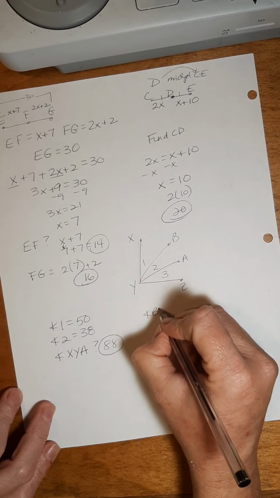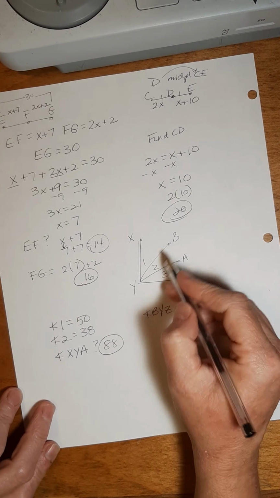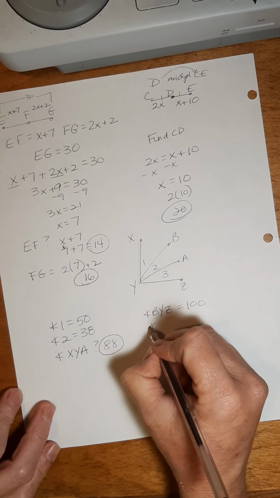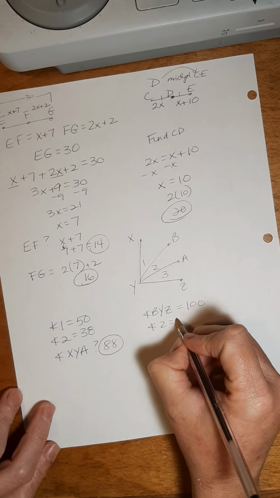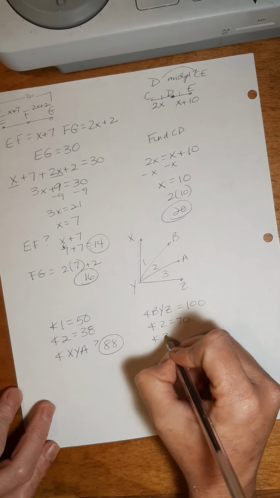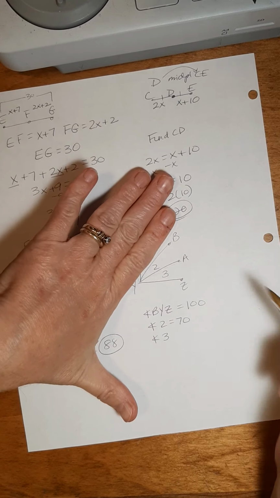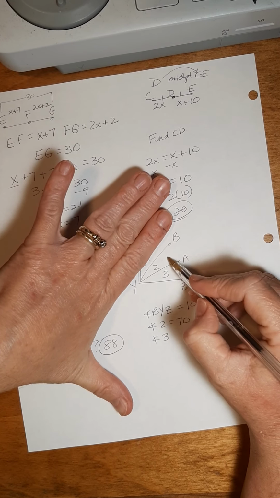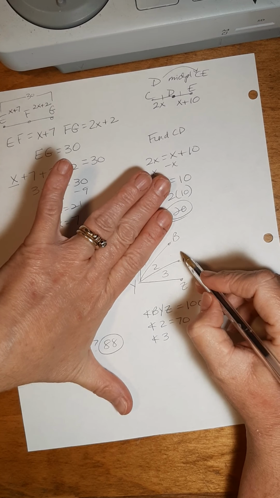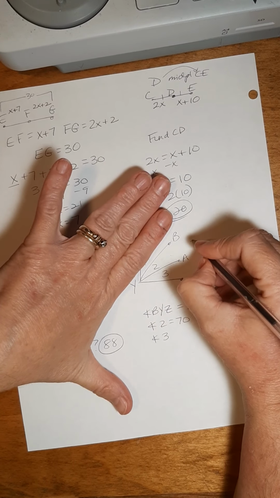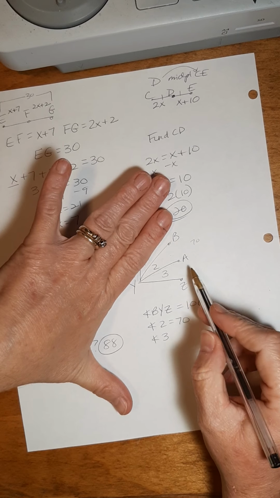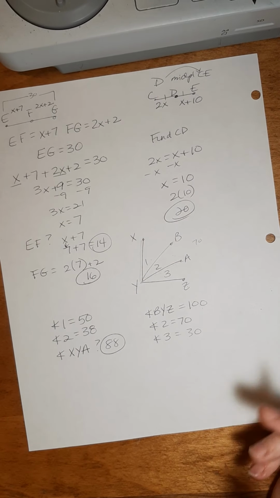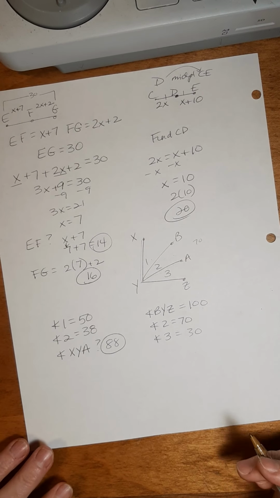Let's say instead I might give you BYZ is 100. Let's say angle 2 is 70, find angle 3. Well, if the whole thing, BYZ, is 100, and if this side is 70, then that means this side is 100 minus 70, 30.